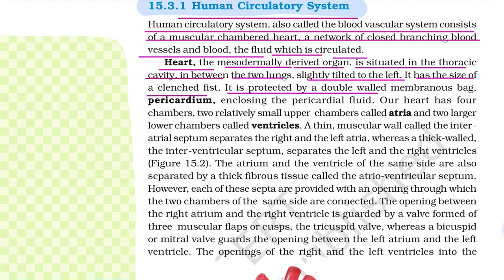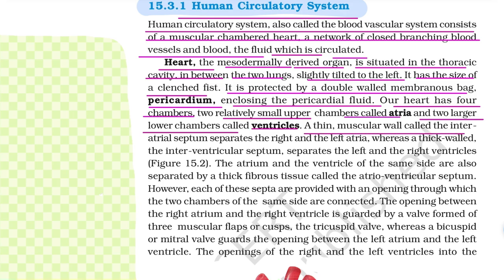It is protected by a double-walled membranous bag, the pericardium, enclosing the pericardial fluid. Our heart has four chambers: two relatively small upper chambers called atria, and two larger lower chambers called ventricles. A thin muscular wall called the interatrial septum separates the right and the left atria, whereas a thick wall, the interventricular septum, separates the left and right ventricles.